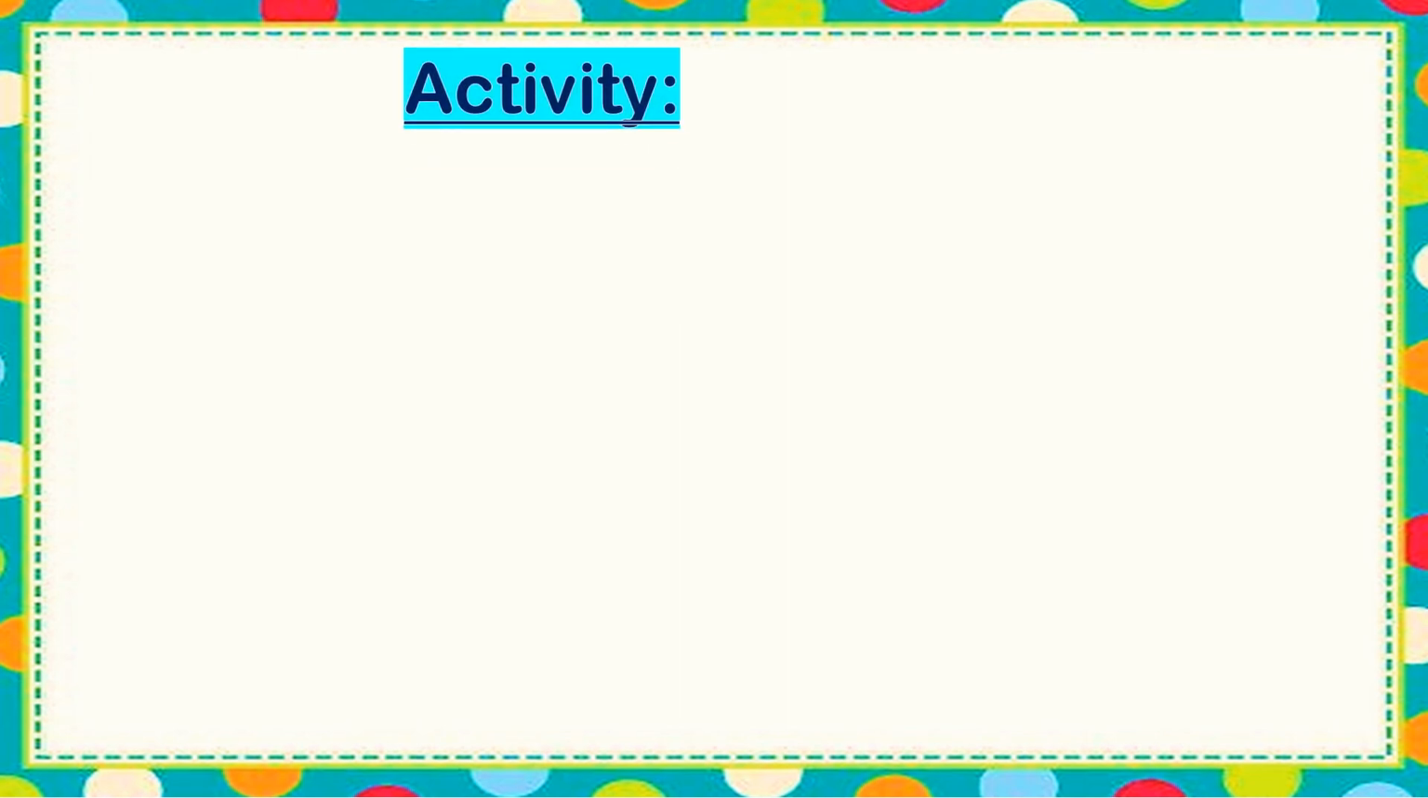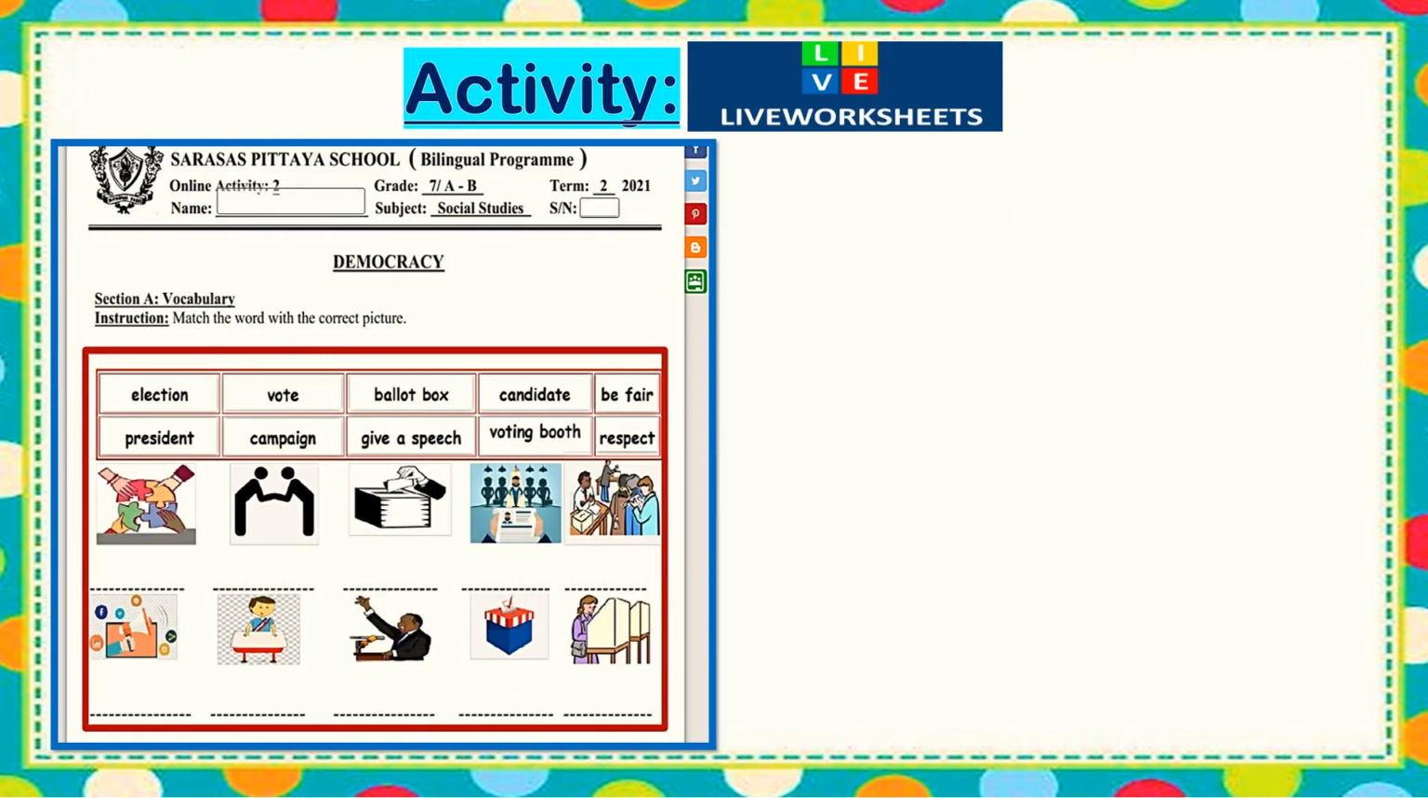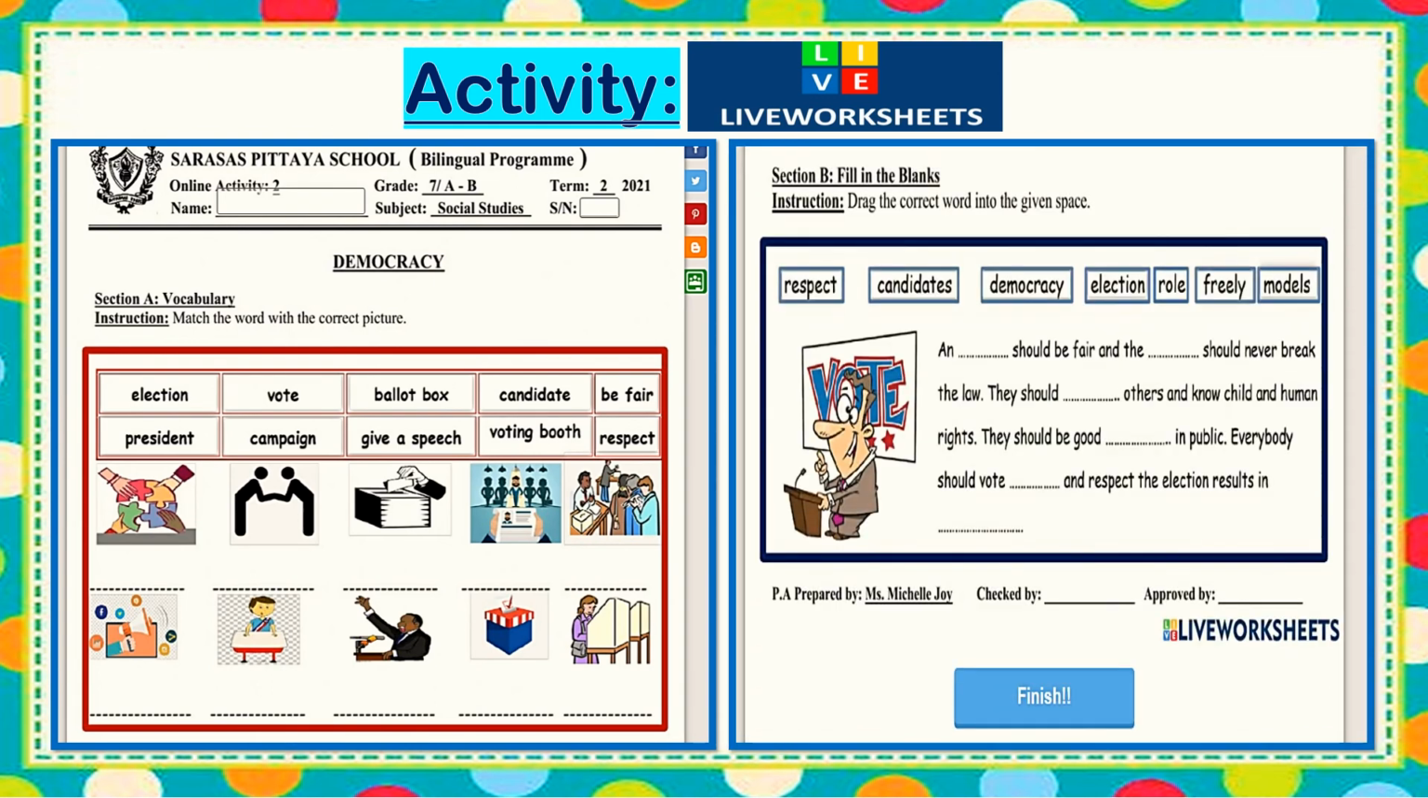So class, for your activity today, it is in Live Worksheets. And yes, we have two sections, section A and section B. Don't forget to write your name and your student number. Section A, vocabulary. You drag the right word to the corresponding picture. And section B, paragraph. You drag the right word to fill in or to complete the paragraph.